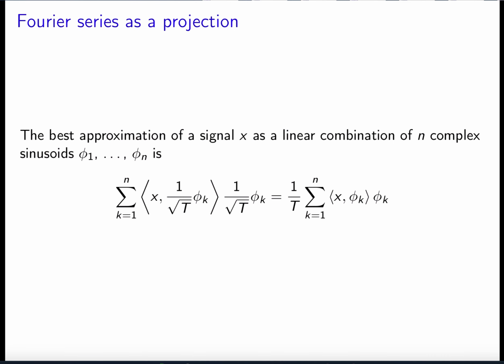So if we want to project the signal x onto the span of n sinusoids, we're going to have to normalize the sinusoids so that they are not only orthogonal but orthonormal. So this is why we have this 1 over square root of T. We're going to take the inner product between x and the normalized sinusoid and then multiply it by the normalized sinusoid. This simplifies to just taking 1 over T out and taking the inner product with the sinusoids and then scaling the sinusoid. And this is essentially the Fourier series. This is all it is.